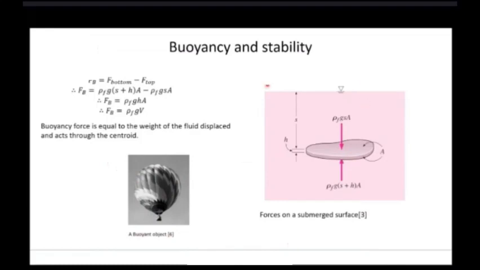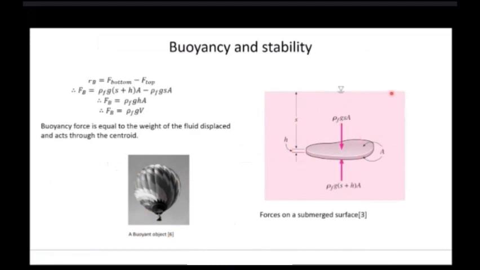Okay, so let's consider this diagram here on the right hand side. Here we've got an object, this flat plate, inside this fluid. It's at a distance s below the surface of the fluid. We've got a height h, the thickness of this plate, and the area of this plate is a, and we can calculate what is the total buoyant force on this plate.